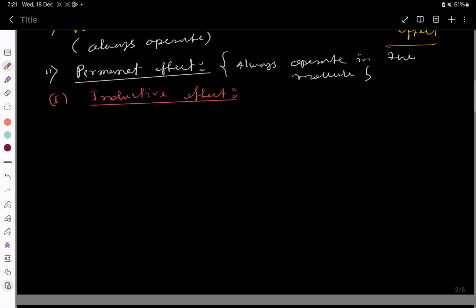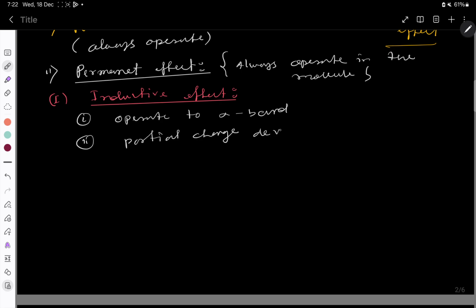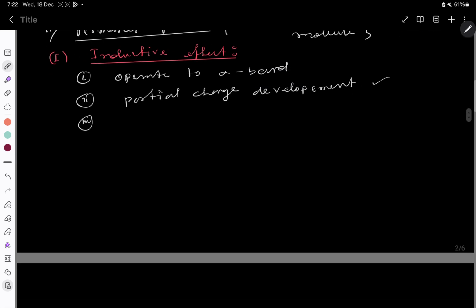Actually you have to remember some points here. The first one is it operates through the sigma bond. Second thing, partial charge development. Due to this effect, partial charge is developed in molecules, and it is due to the electronegativity difference between them. So partial charge development will be there.